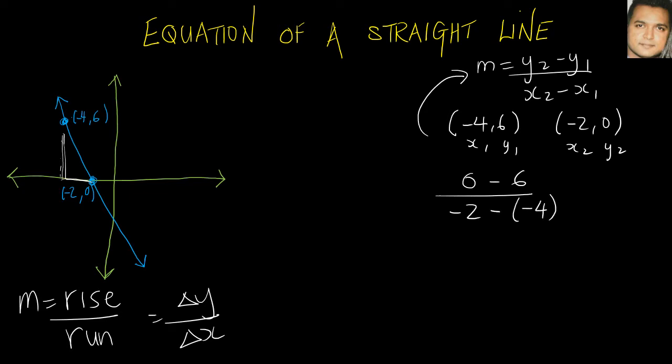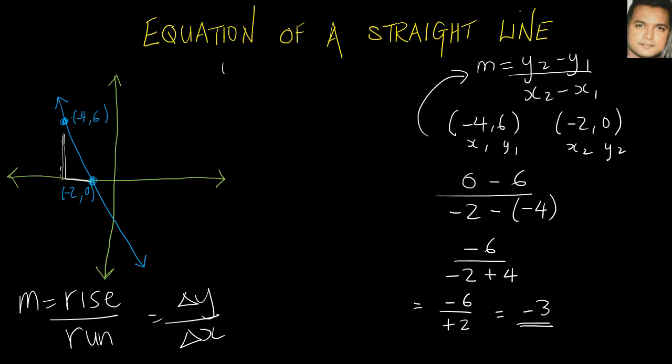Now I put it in a bracket because you can't have two minuses next to each other without a bracket. So I have minus 6 over minus 2 plus 4. Now if I further simplify that, I'll have minus 6 over plus 2, and that will give me an answer of minus 3. Okay, if you use the rise and run method, you'll still get the same answer, which is minus 3.